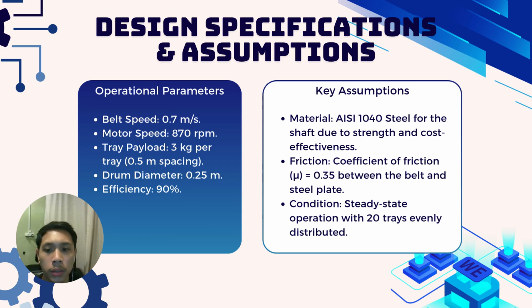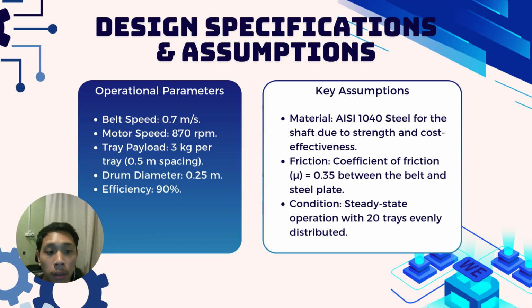Moving on to the next slide, which is the design specification and assumption. To ensure our calculations were grounded in real-world performance, we established fixed parameters and assumptions. The motor operates at 870 rpm. The drum diameter is set at 0.25 meters, which has been given.